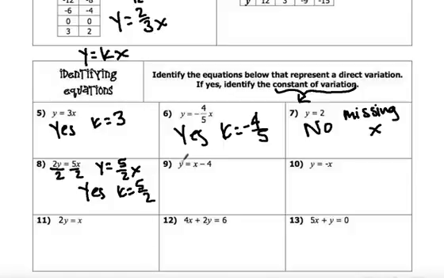On number 9, I've got y equals x minus 4. This one is not written in y equals kx form because it has that negative 4 at the end.